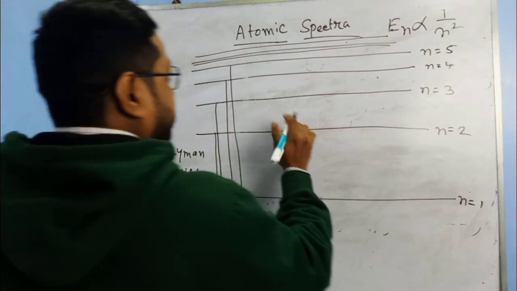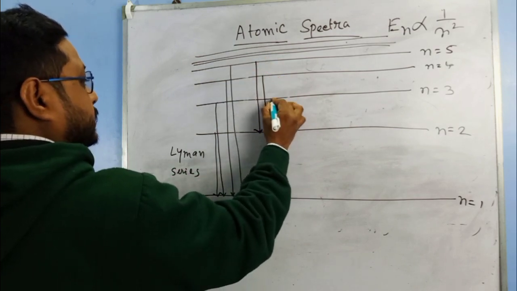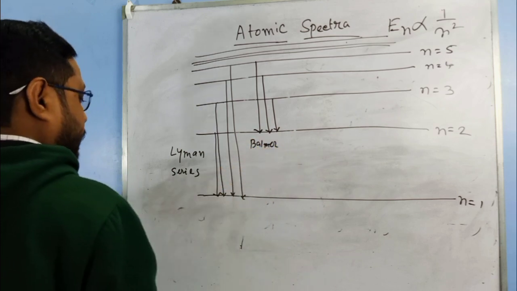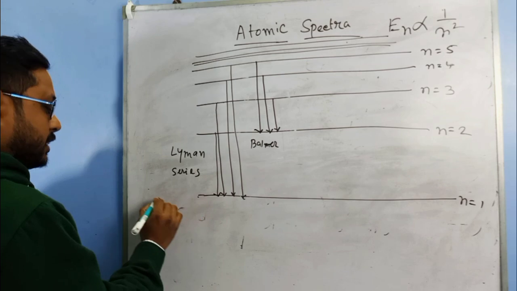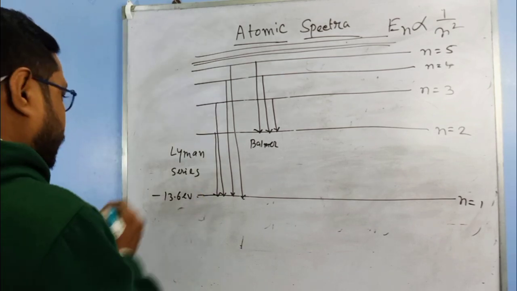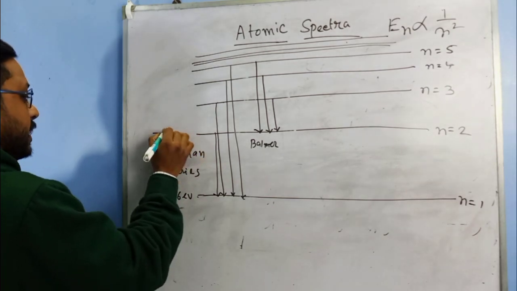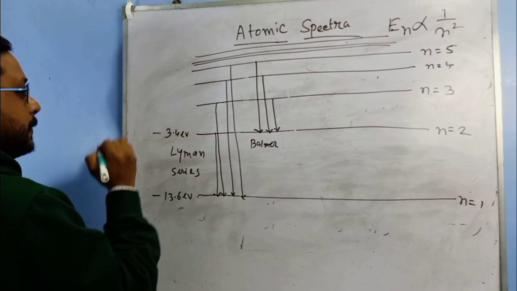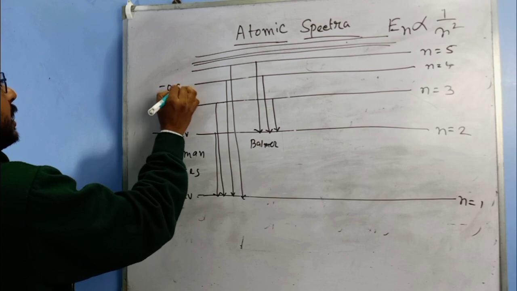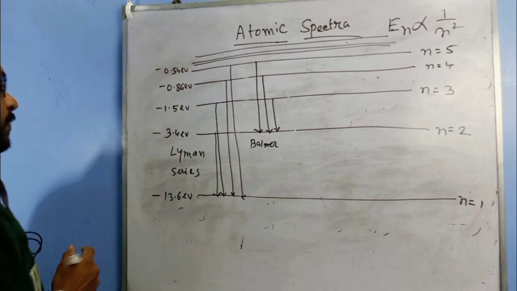Now coming to 2, it can come from n equal to 5 to 2, from 4, from 3. So this gives Balmer series. And the corresponding energy, this is the ground state energy, so this is minus 13.6 eV. eV is the unit of energy. This is minus 13.6 eV, then minus 3.4 eV, minus 1.5 eV, minus 0.86 eV, minus 0.54 eV, and so on.